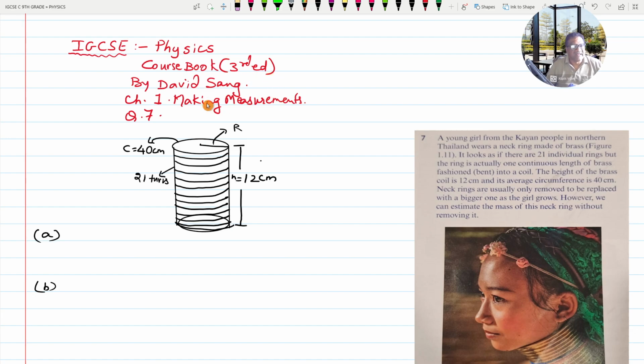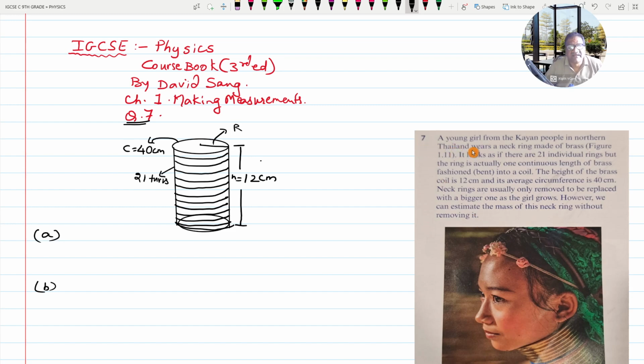In this particular book, chapter number 1, the name of the chapter is Making Measurements, and in that Making Measurements chapter, question number 7 is something that I want to discuss with you all. The question has been shown on the screen over here. It's question number 7.